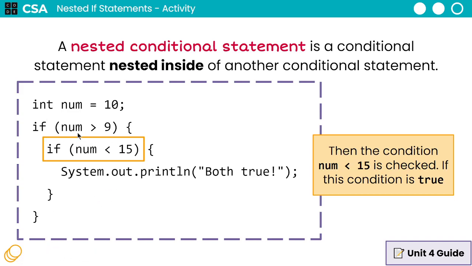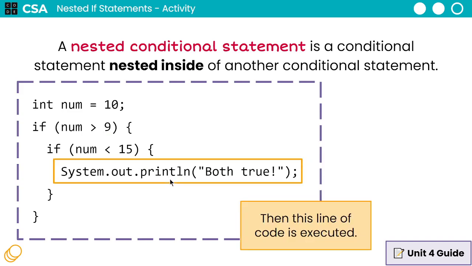So what we have here is this is true because 10 is greater than 9. If num is less than 15, 10 is less than 15. So we're going to system.out.println both true. So this would return with both true.